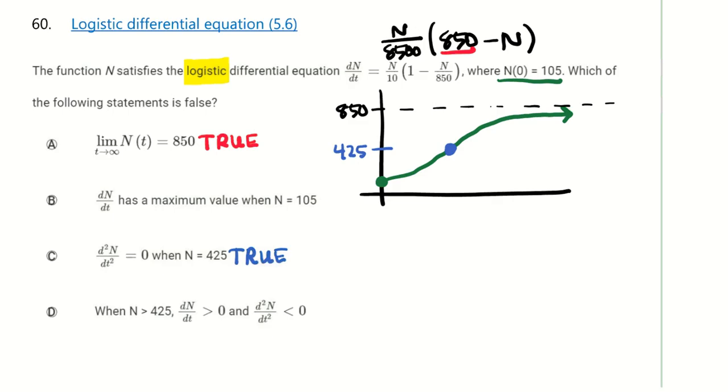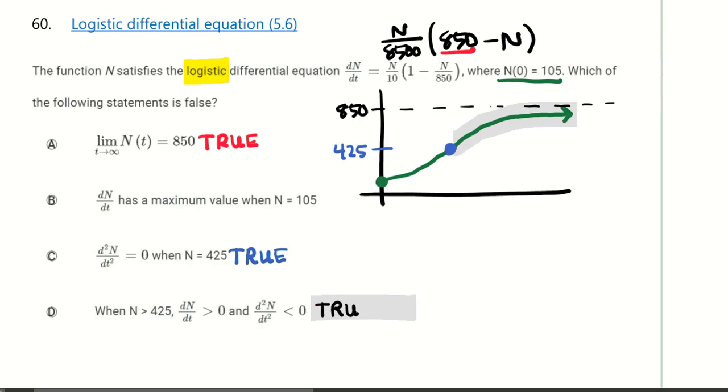And then, I'm kind of running out of color, but up here, when n is greater than 425, n is increasing. That means the derivative of n is positive, and the graph of n is concave down, which means the second derivative of n with respect to t would be negative, and so this one's also going to be true. Wait, which of these statements is false? Hold on. Oh, yeah. dN/dt has a maximum value when n is 105. No, it needs to be 425. And since this one's false, that's going to be the one I'm going to choose.